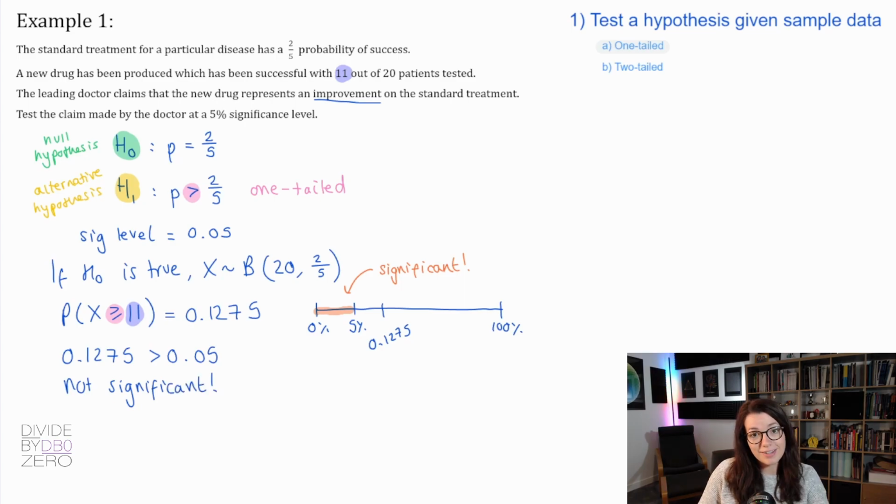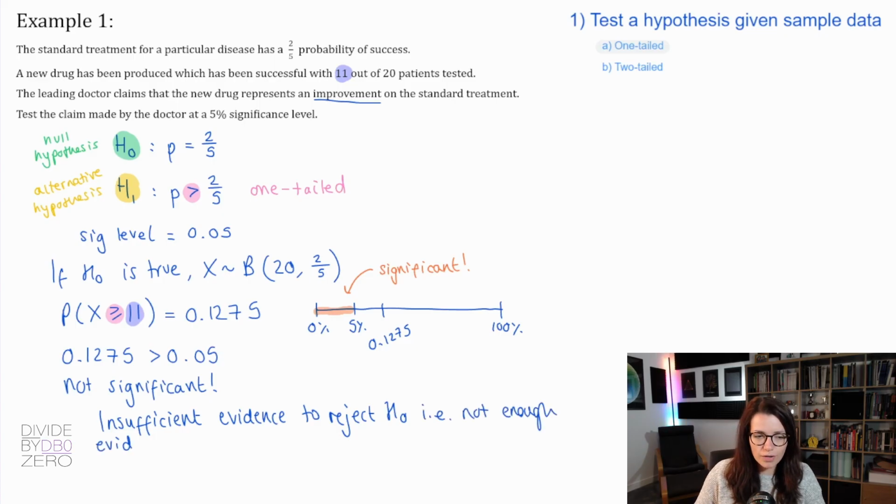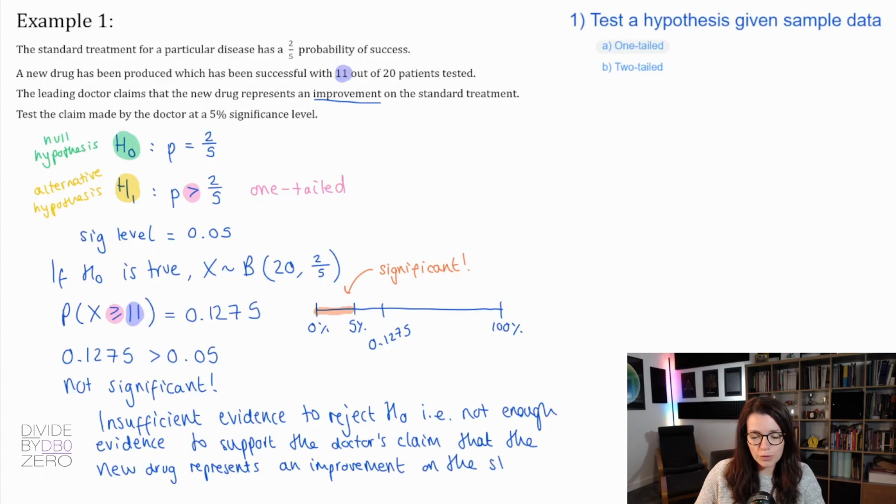That means we can now make our conclusion and say something like, insufficient evidence to reject H0. You should then always make a comment in relation to the context of the question. So in this case, something like, i.e., not enough evidence to support the doctor's claim that the new drug represents an improvement on the standard treatment. And that's the hypothesis test done.